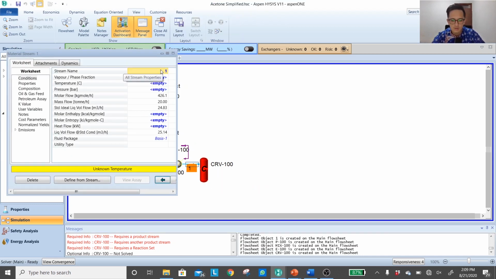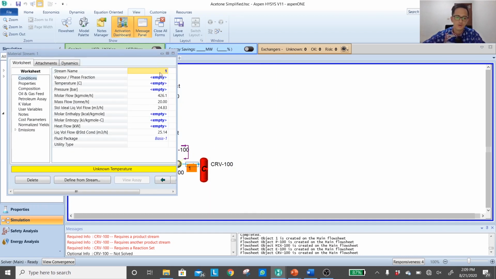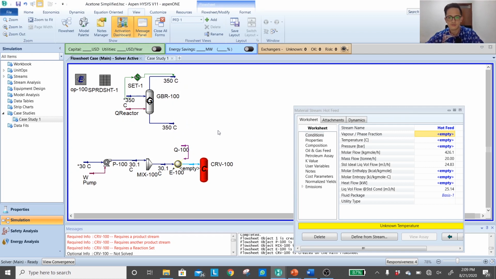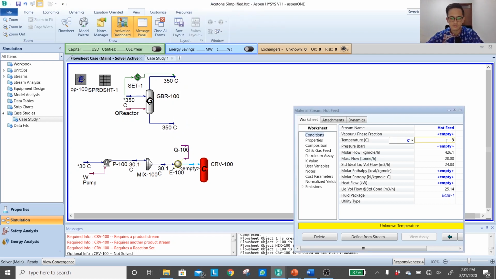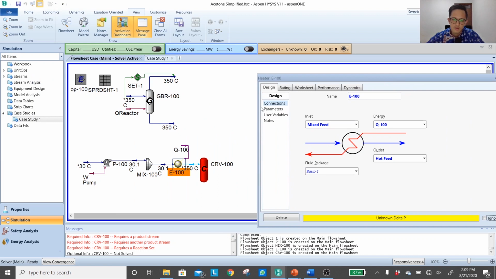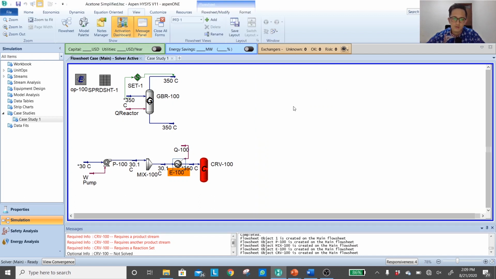Let's name it hot feed. Unknown temperature, but we actually already get the number from our sensitivity analysis. It has to be 350 degrees. In terms of the pressure, don't define it as a pressure of the stream directly. I will instead define my pressure drop. Double click the heater, go to the parameter. So let's just use the default number, 0.2 bar. Okay, everything looks good.